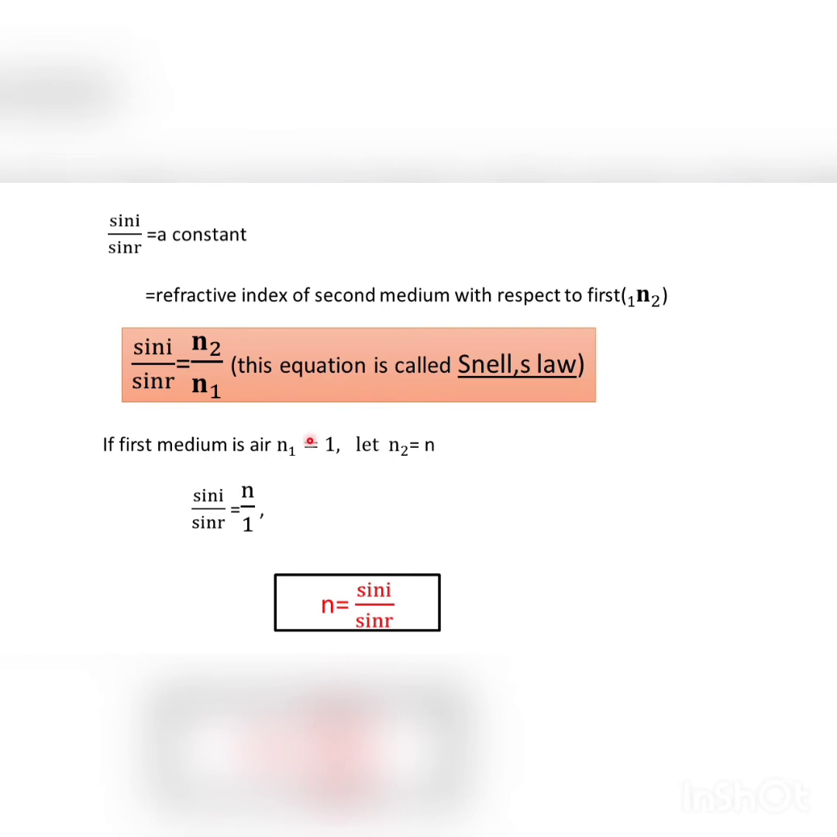If the first medium is air, we can write N1 is equal to 1 and N2 is equal to N. Now we have sin A by sin R is equal to N instead of N2 and 1 instead of N1. So sin A by sin R is equal to N by 1, or N is equal to sin A by sin R.